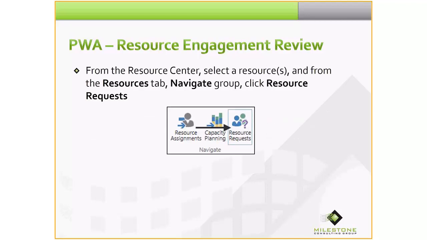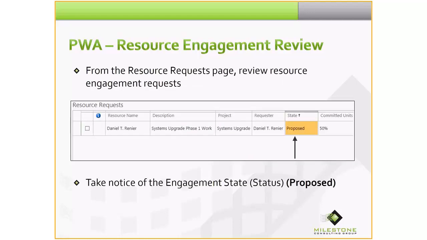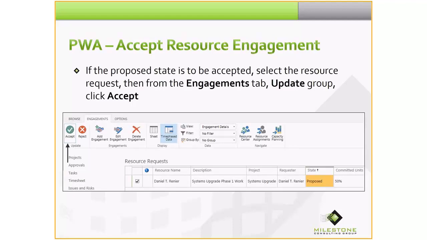So in PWA, from the Resource Center, the resource manager's job is to select a resource or resources, and from the Resources tab, Navigate group, click Resource Request. From the Resource Request page, review Resource Engagement Request, take notice of the engagement state, or as it's called in Microsoft Project, status, currently proposed. If the proposed state is to be accepted, select the resource request, then from the Engagements tab, Update group, go ahead and click Accept.